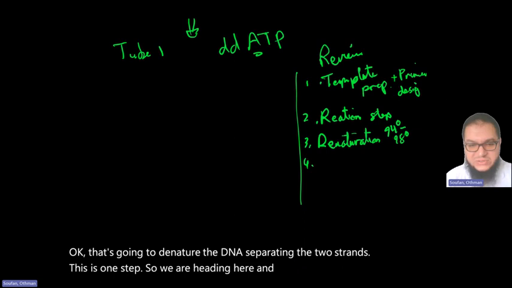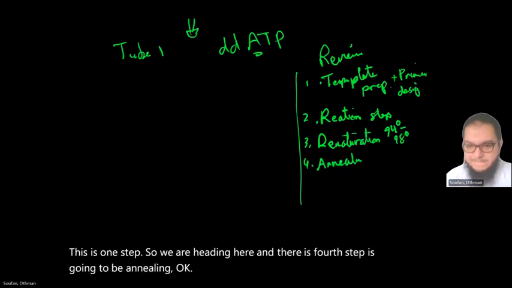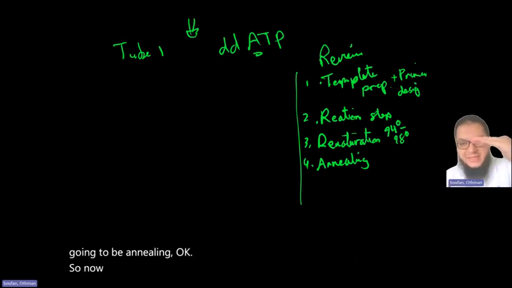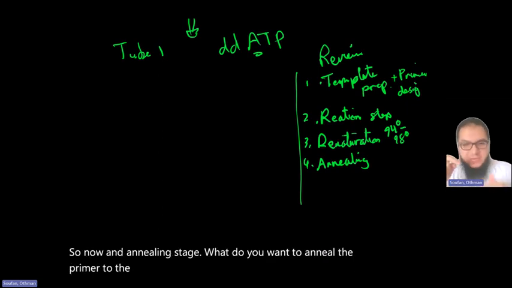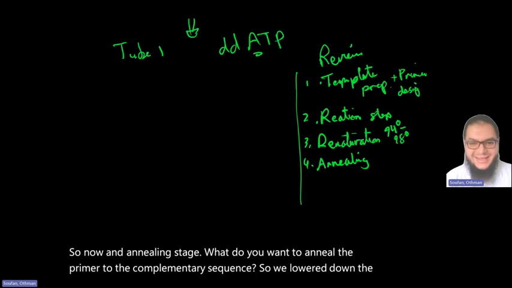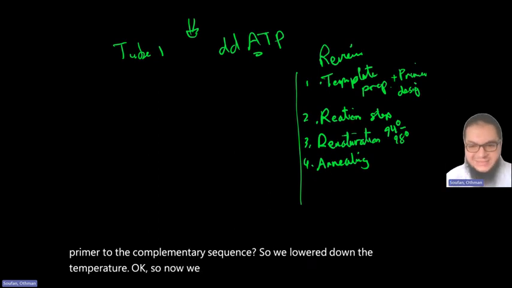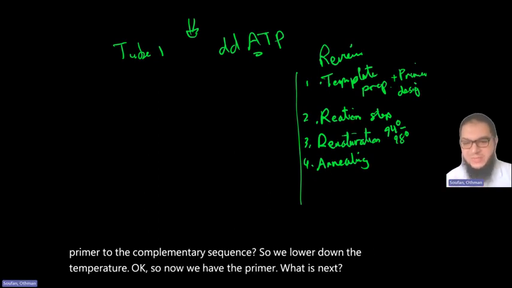The fourth step is going to be annealing. In the annealing stage, what do we want to anneal? The primer to the complementary sequence. So we lower the temperature. So now we have the primer. What is next?